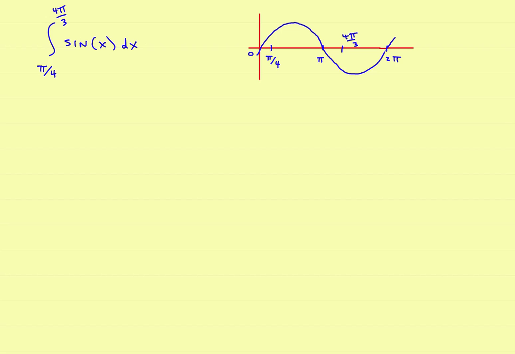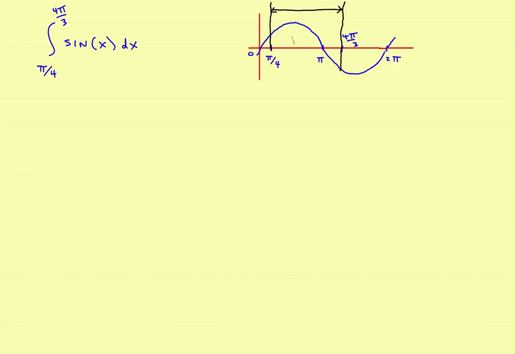Okay, let's look at this problem. Now it's still just the integral of the sine of x, but this time we're going to go from pi divided by 4 to 4 pi divided by 3. So visually what it looks like is this. You're going to go from here at pi divided by 4 to here at 4 pi divided by 3. So we're going to evaluate it from here to here.